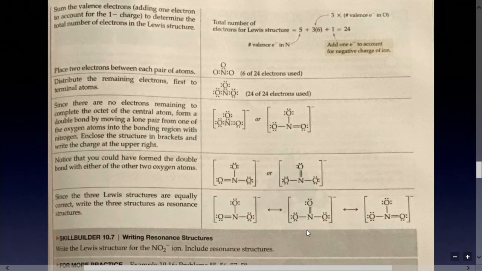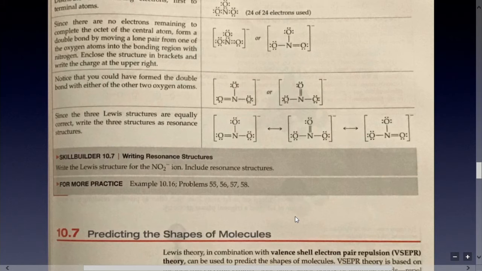And actually, check this out, guys. You're going to hate this. I'll have a few of these on the test, but not tons. But I at least need to know that you know about resonance structures and what they mean.